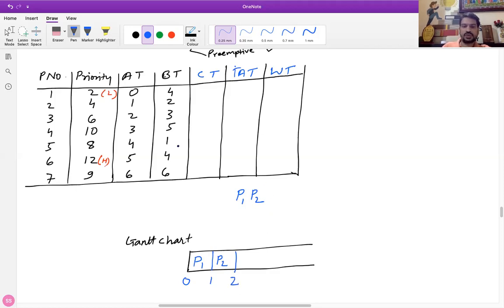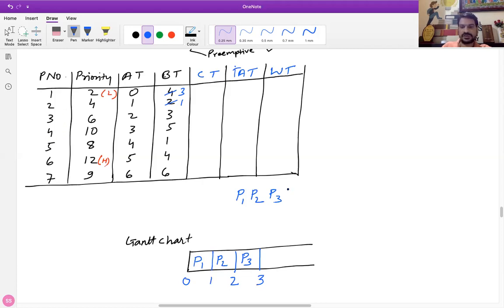At time T2, what processes are available? P3 is available, so we have P1, P2, and P3 all available. Meanwhile, let's calculate the burst time. For P1, one burst time is done, 3 is left. For P2, one burst time is done, 1 is left. P3 came at time T2, and its priority is 6, which is the highest among all. So we have to give P3 a chance to execute in the CPU, and P2 will go to the ready queue again.